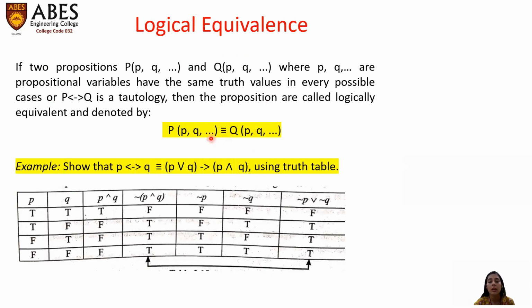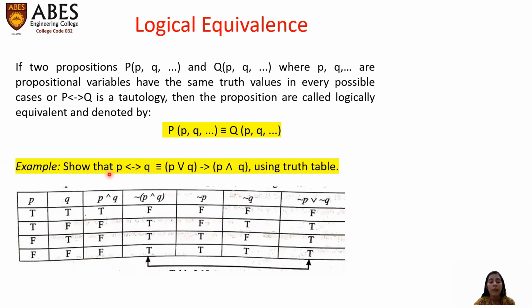Now, we can have two propositions, and these two propositions are said to be logically equivalent if and only if their corresponding truth values are the same, or P biconditional Q is a tautology. Then only we will say that these two propositions are logically equivalent. Otherwise, we will say that they are not logically equivalent. This is the symbol to represent the logical equivalence between two propositions.